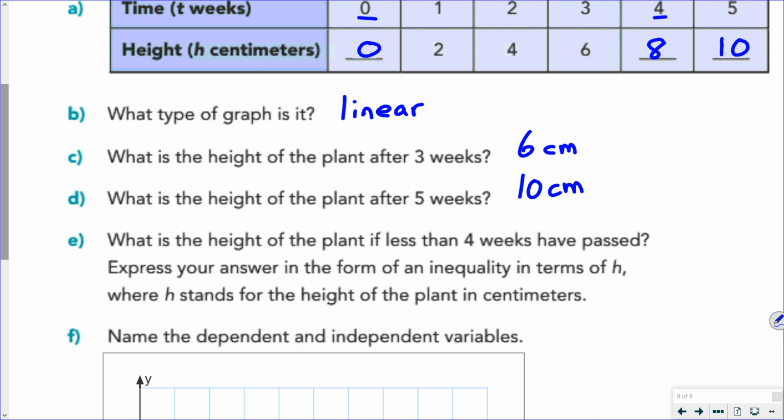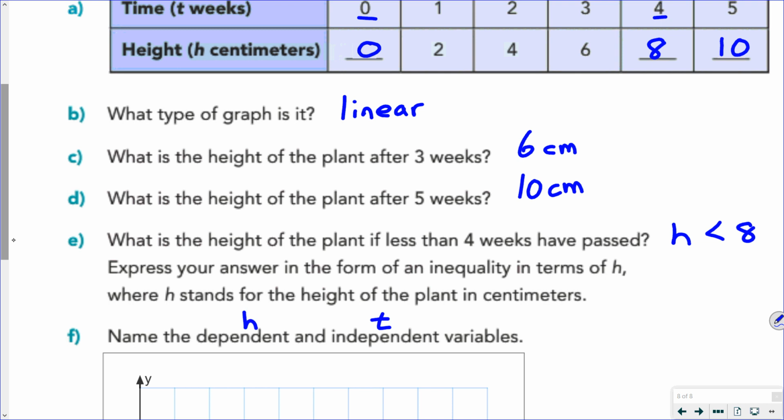What is the height of the plant if less than 4 weeks have passed? Express your answer in the form of an inequality in terms of h. So if it's less than 4 weeks, the height of the plant would have to be less than 8 centimeters. Name the dependent and independent variables. Well, the independent variable is t. The dependent variable is h.